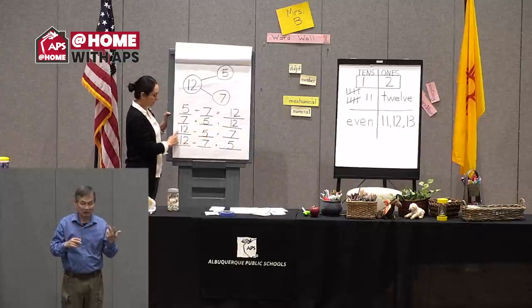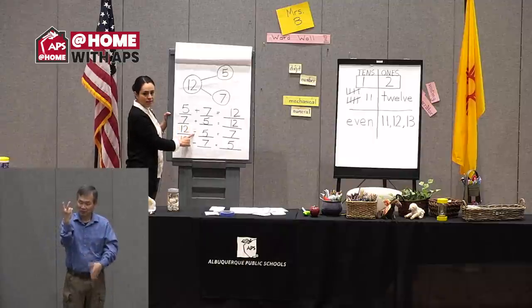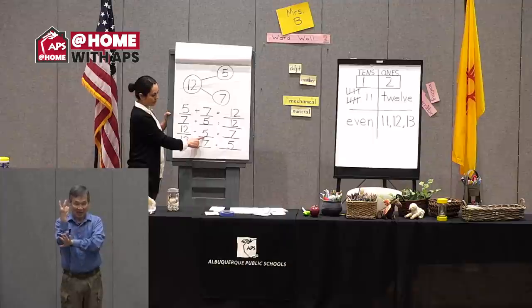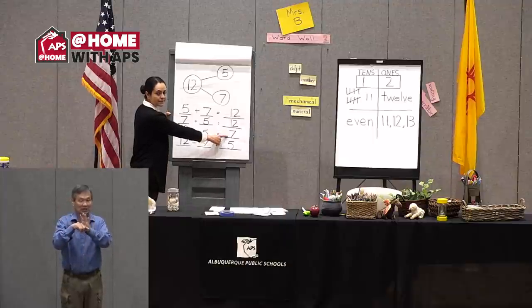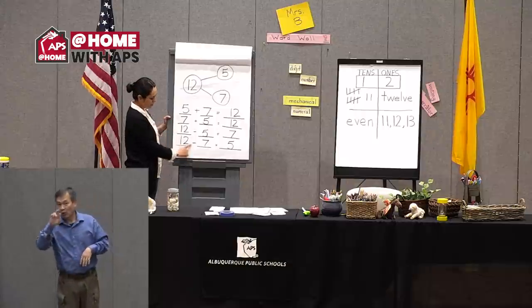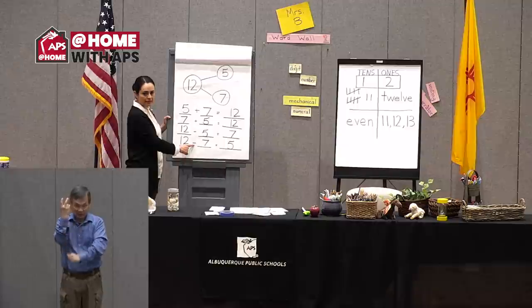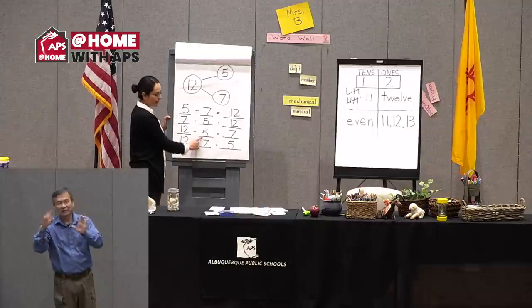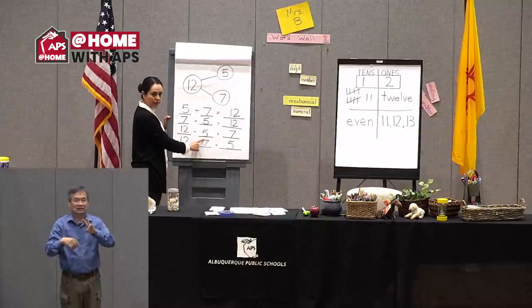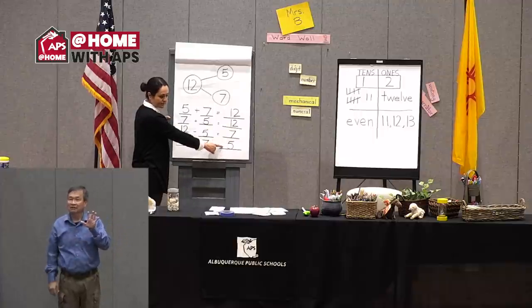Or if I take all of my 12 stickers and I subtract or take away 5 stickers, I'm going to count I have 7 stickers left. Or if I start with 12 stickers and I subtract or take away 7 stickers and I count how many I have left, I'm going to have 5 stickers left.